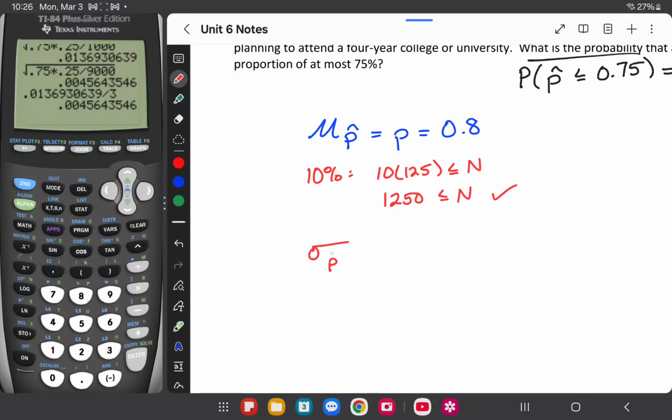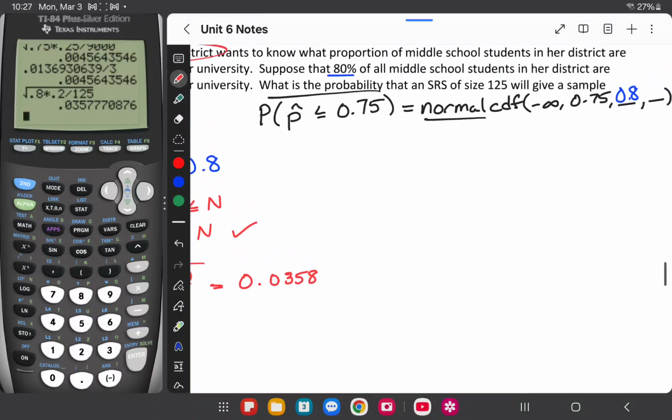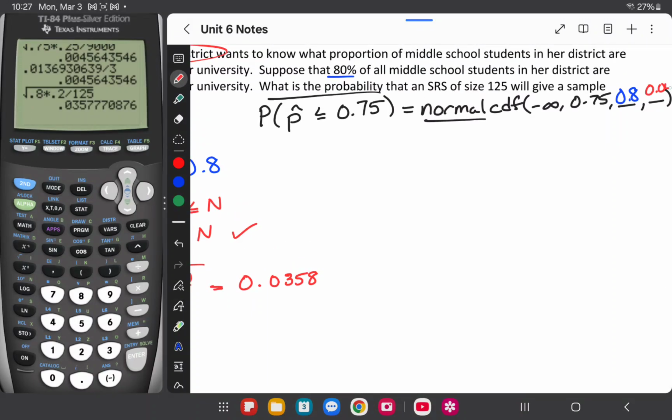So our standard deviation for p hat would be equal to the square root of, we'll take 0.8 multiplied by 1 minus that, so 0.2, divided by our sample size of 125. We'll go ahead and type that into our calculator. So 0.8 multiplied by 0.2 divided by 125 is going to tell us that our standard deviation is approximately 0.0358 if I go to that fourth decimal place, which is now my standard deviation that I can put up here. I'm just going to say 0.04, but in my calculator, I'll make sure to use the full decimal.